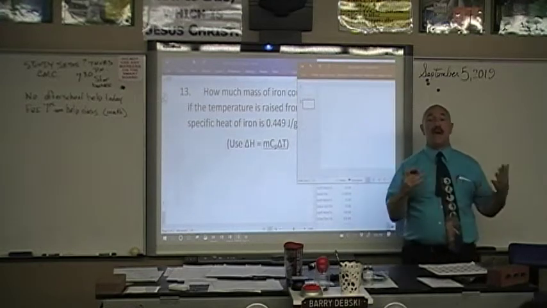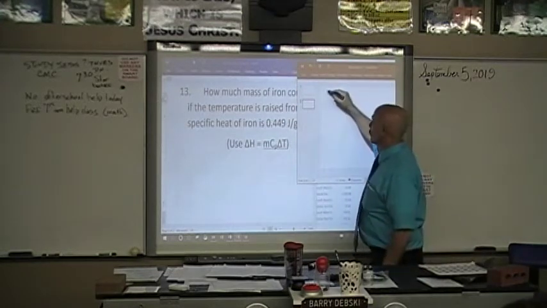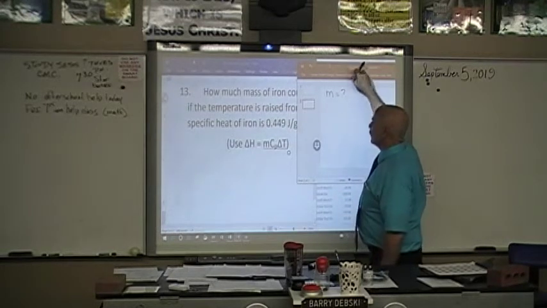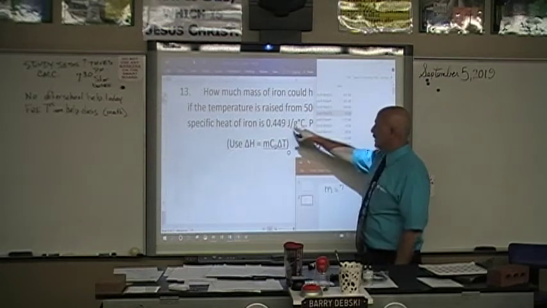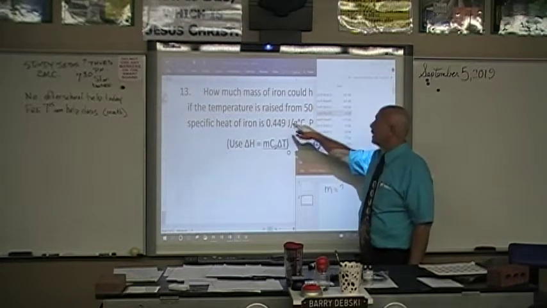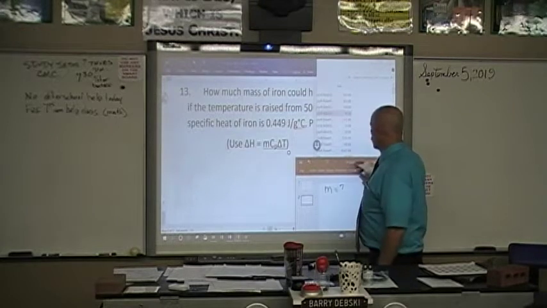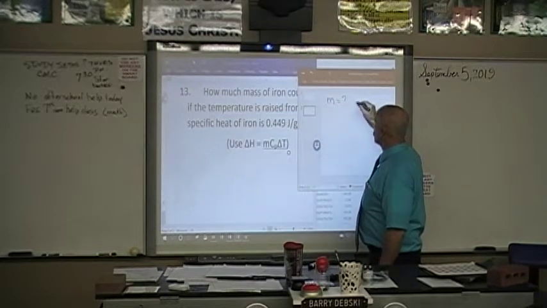So what are we looking for? Mass. So the first thing I always write down is what M equals question mark. And that's probably going to be in either grams or kilograms. I noticed down here I got grams in this unit. That's a clue. So let's make it grams for now. We can always change this if we need to.